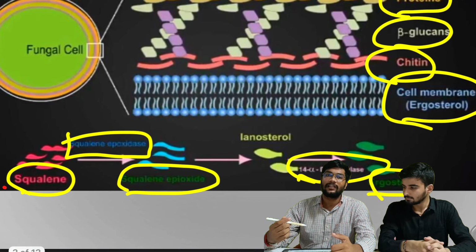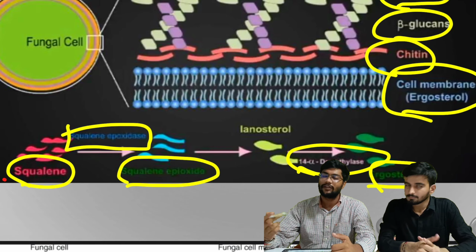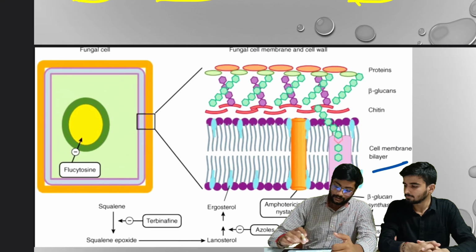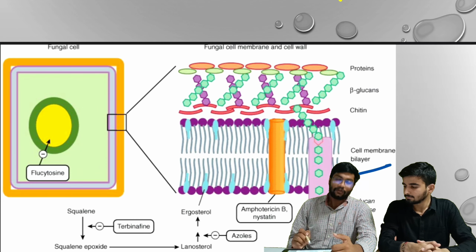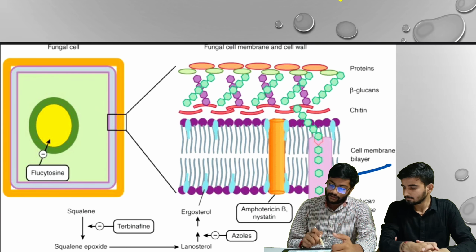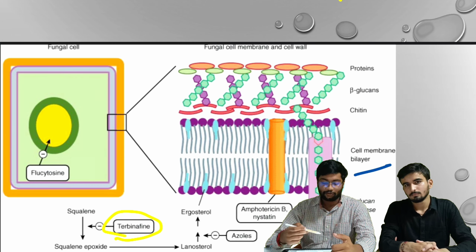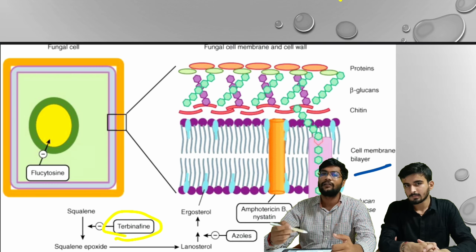Now we have to study the antifungal drugs and their mechanism of action. There are also side effects, which we will learn afterwards. So let's understand the basics of antifungal drugs and their mechanism of action. There are many drugs used as antifungals. The first one is terbinafine. Terbinafine inhibits the conversion of squalene to squalene epoxide. It is an allylamine drug which is used in superficial infections, candidiasis, histoplasmosis, etc.